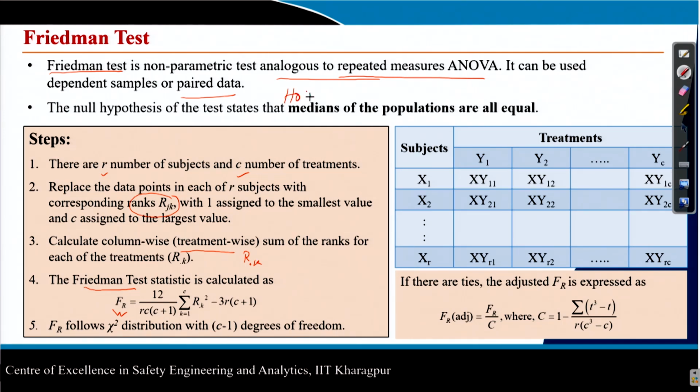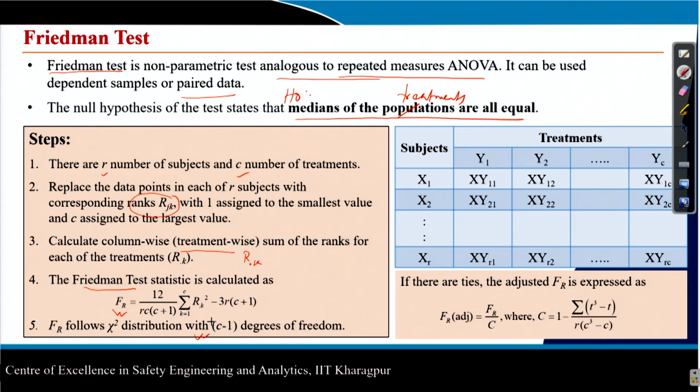Here, H0 is that the medians of the populations are all equal. Instead of saying C treatments, here you can write treatments. So, instead of taking the mean, here you are basically considering the median. Then, if you compute this, the F_R value follows a chi-square distribution with C minus 1 degrees of freedom.